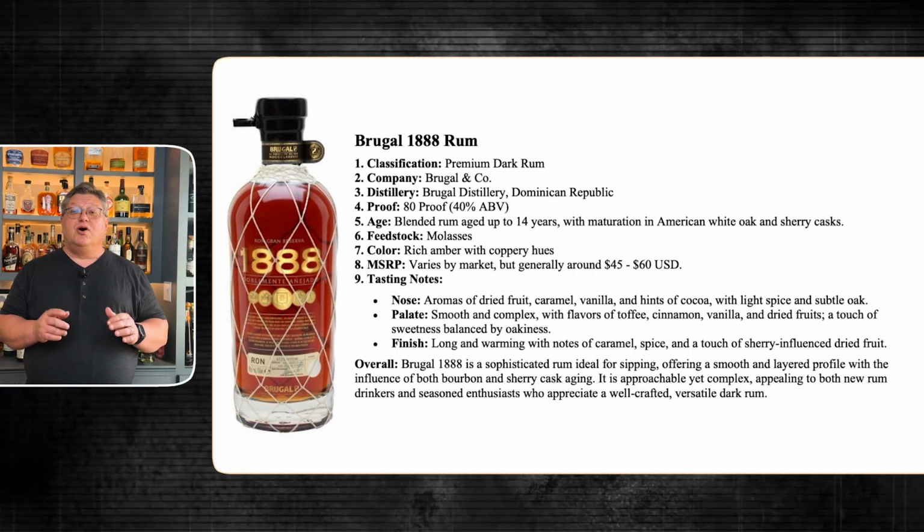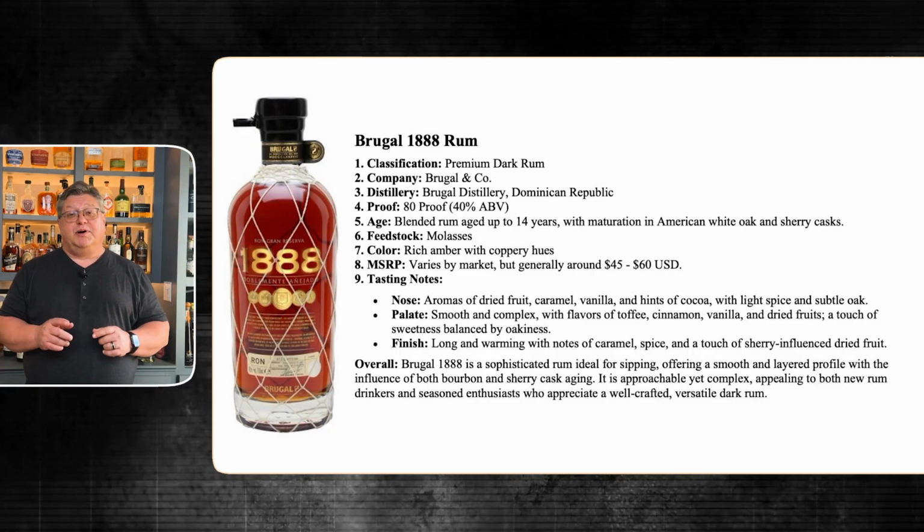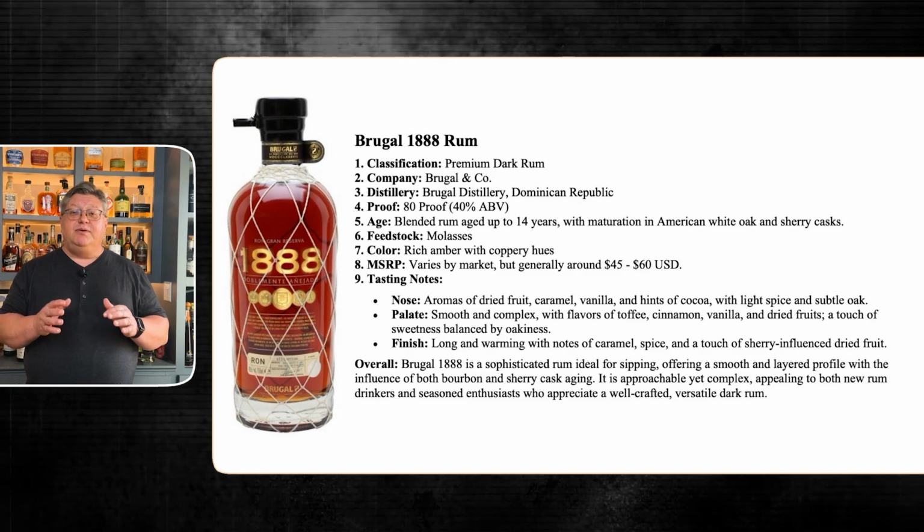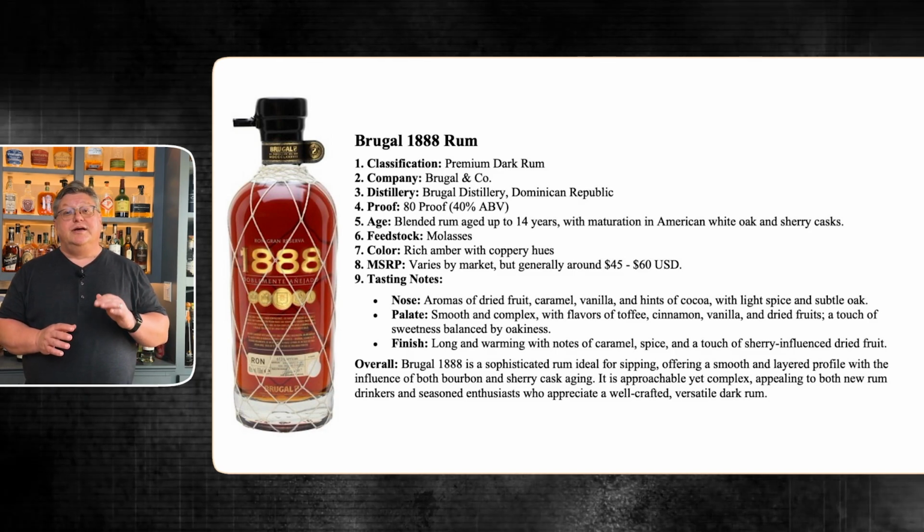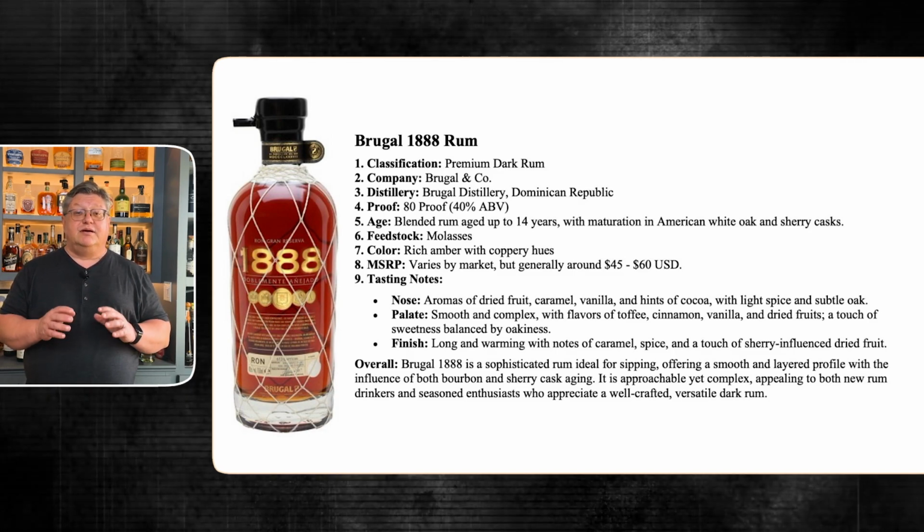Now let's talk about some specific rums you might encounter. I'll walk you through the tasting profiles of 6 rums to highlight the variety in styles and flavors. First up, Brugal 1888 from the Dominican Republic, a Spanish-style rum. It's a premium dark rum made by Brugal and Company at the Brugal Distillery in the Dominican Republic.